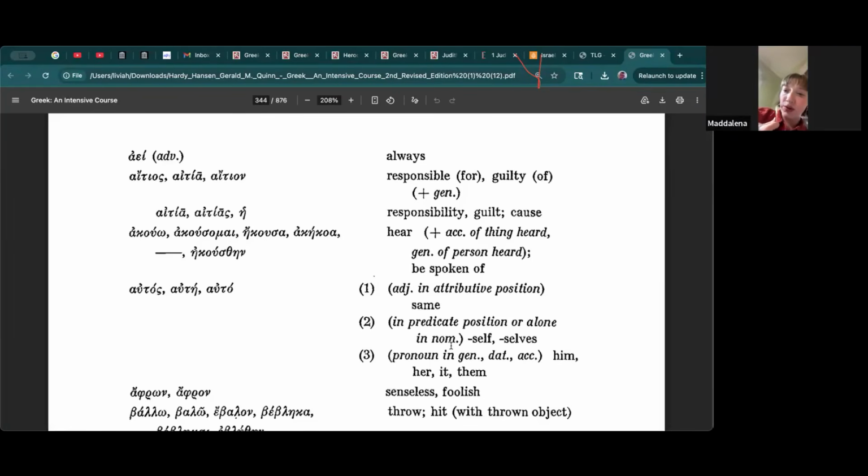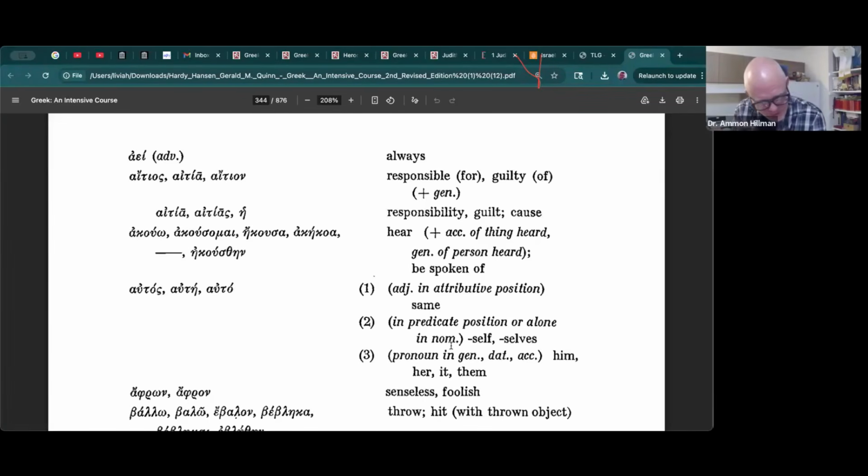Akouo, akousomai, ekousa, akekoa, akousthen. Very good. Be spoken of. Notice in parentheses, it's telling you it takes an accusative of the thing heard or a genitive of the person heard. So it's going to throw you every once in a while that this verb is taking an accusative or a genitive. Just realize that, extremely common. Also think etiology from the word above it.